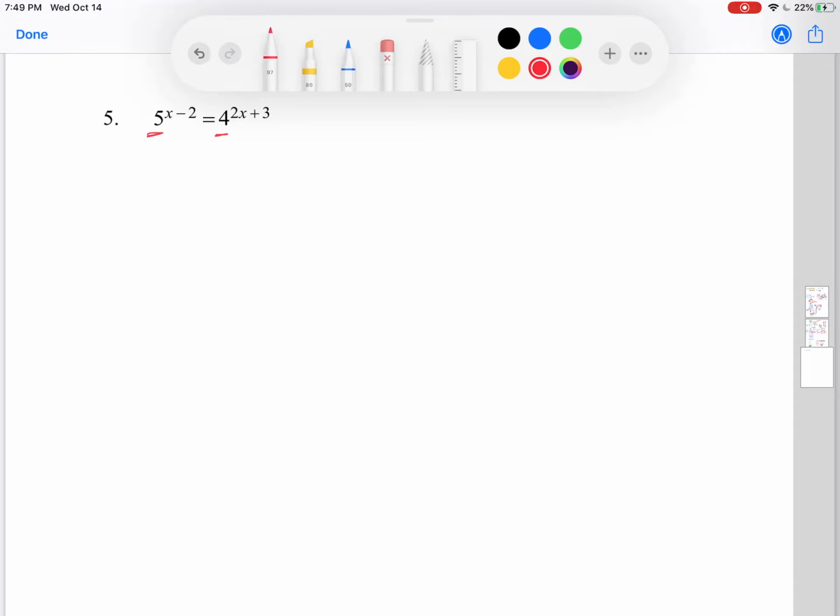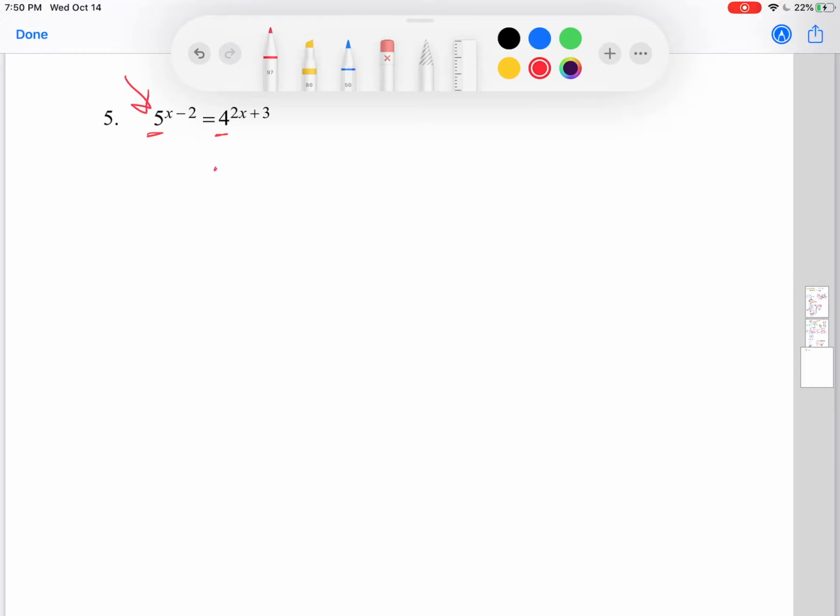Okay, take a look at your bases right now. You have a 5 and you have a 4. Right now they are not the same base. I can't change them to both be 20s. I know they have a 20 in common, but when I change bases and I want to get the same base, I can only go down. I can never go up.